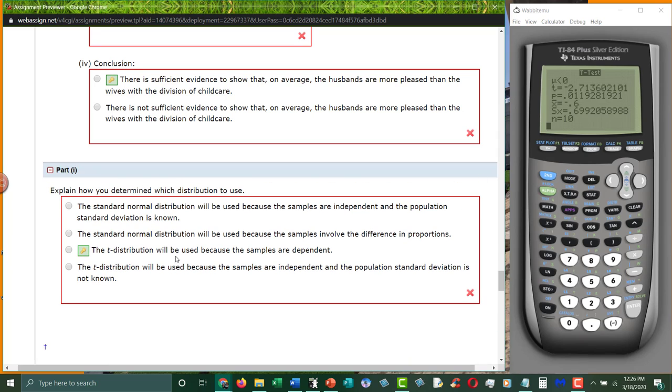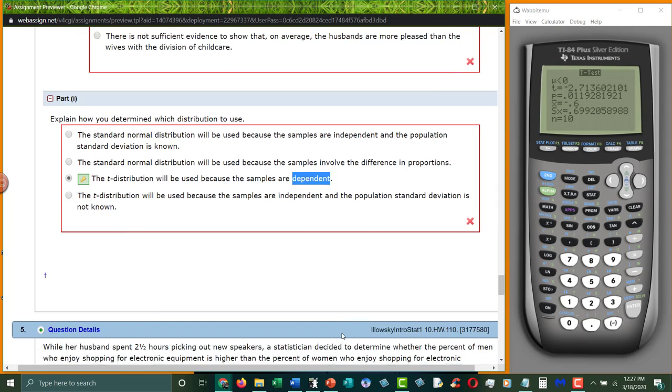And why did we choose this? Well, because they are paired samples, all right, then we use the t-distribution. It's a small amount of data, so there's all kinds of reasons, but you know, they're dependent upon each other. They're a paired distribution, so that's why they use the t-distribution here.